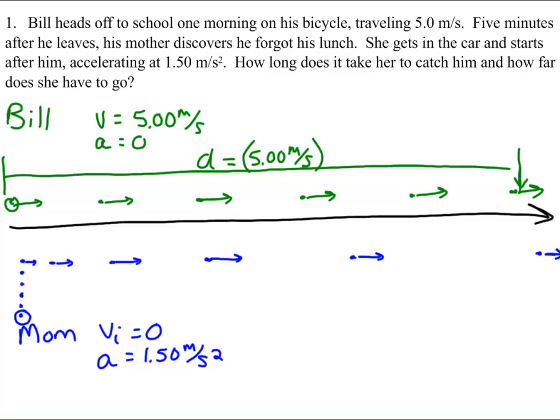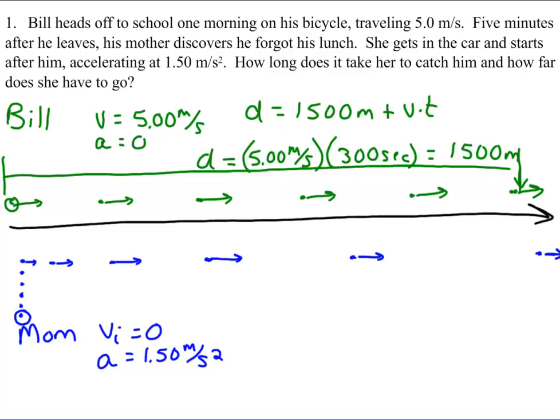Okay, now we got to switch from minutes to seconds here. 60 seconds times 5 minutes, so we have 300 seconds. So that means that Bill has gone 1,500 meters by the time Mom finally gets going. And so the equation to figure out how far Bill has gone from home to when Mom catches him is going to be that 1,500 meters that he's traveled already, plus his velocity times time.